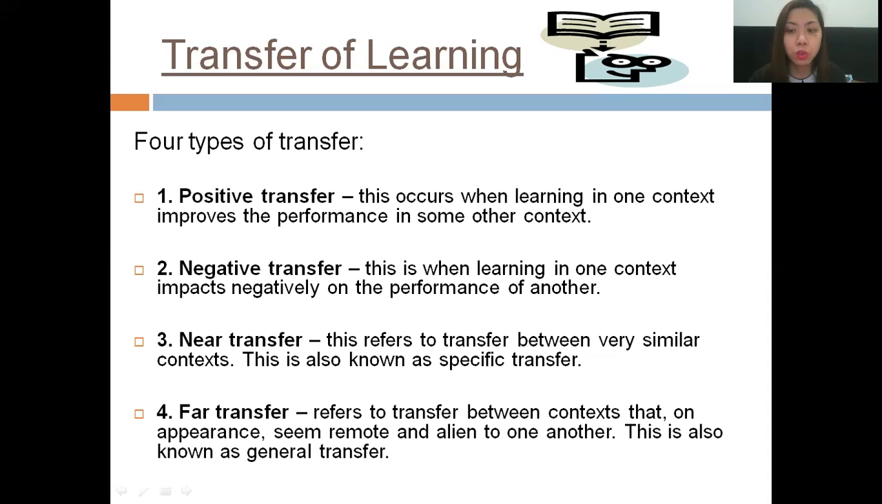For example, a student answers a type of algebra word problem in an exam that is similar to what he has answered before during one of their seat work. Fourth is far transfer. It refers to transfer between contexts that, on appearance, seem remote and alien to one another. This is also known as general transfer. For example, Stephen Covey applied Aesop's fable, the goose that lays the golden egg, in managing corporations.